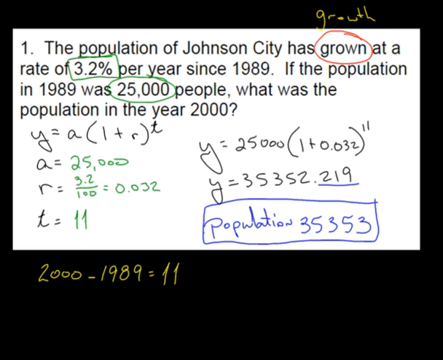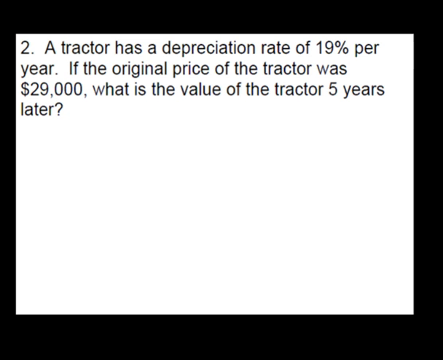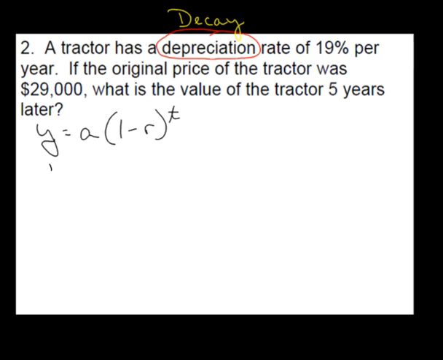Here our example 2 tells us a tractor has a depreciation rate of 19% per year. If the original price of the tractor was $29,000, what is the value of the tractor 5 years later? So we're talking about depreciation here. Depreciation means this is going to be a decay problem. So that's going to be y equals a times 1 minus r to the power of t. I'll go find my a, my r, and my t. T they flat out gave us. It's right here. 5 years.